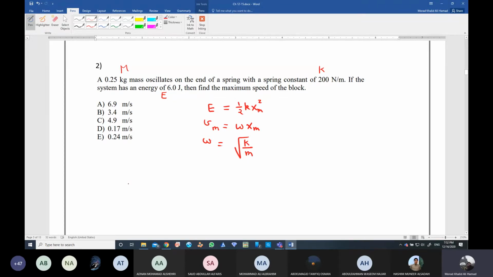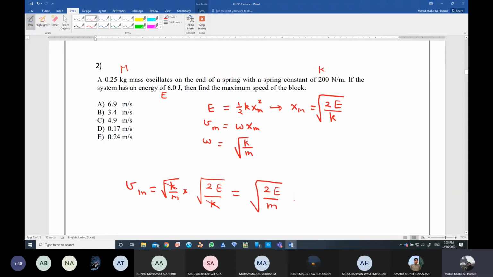Simply, since I have k and m, Vm is equal to the square root of k over m, multiplied by xm. From the energy equation, xm is equal to the square root of 2E over k. So instead of xm, we multiply by this amount. Since we have a product, we can merge them in one square root, eliminate k with k, and the answer is the square root of 2E over m.